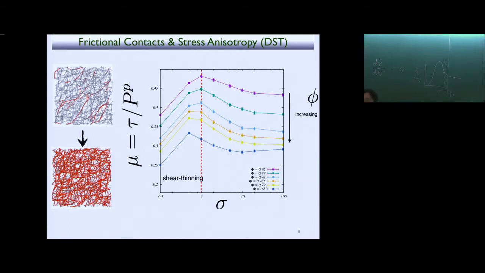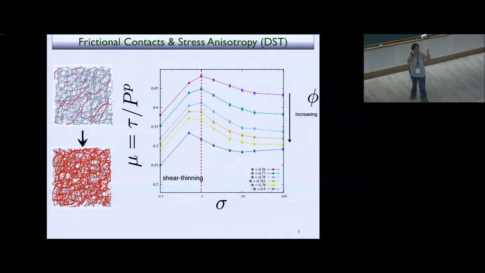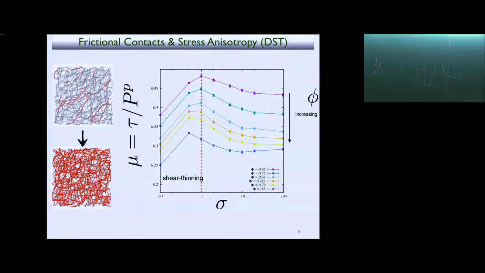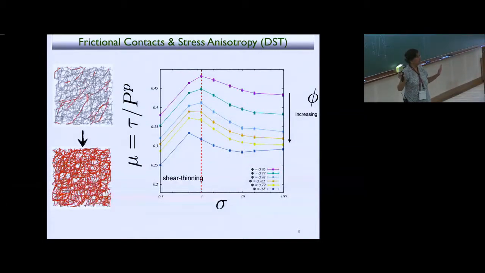because what I was saying before is that I increase the fraction of frictional contacts. So if I kept my network the same and increased the friction coefficient, my macroscopic friction coefficient should go up. So what's happening is the network is changing dramatically. Here you have frictional contacts that are more or less one-dimensional. Here you have frictional contacts that form more and more two-dimensional structures, which is why this macroscopic stress anisotropy goes down. So the question was, can we understand this?